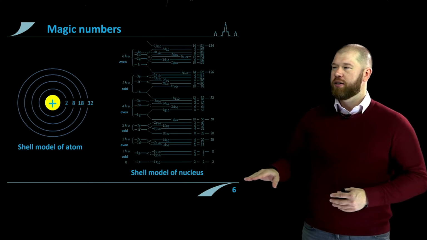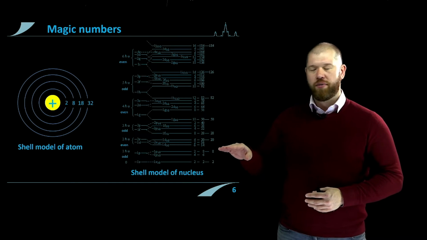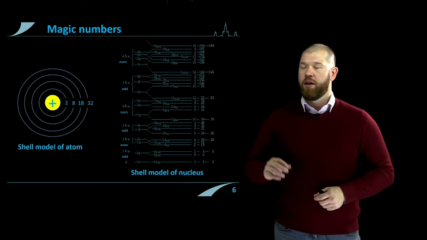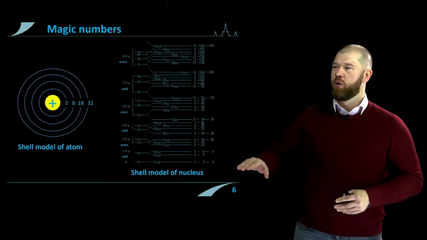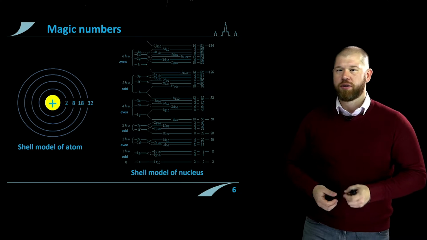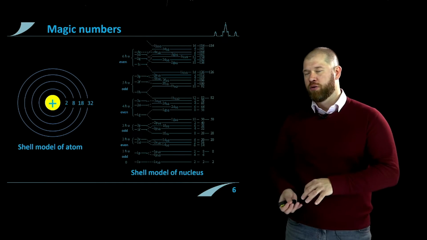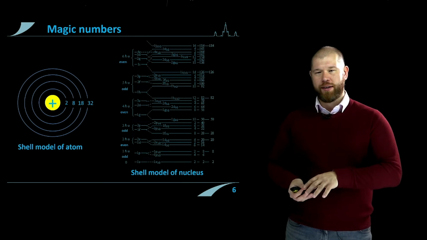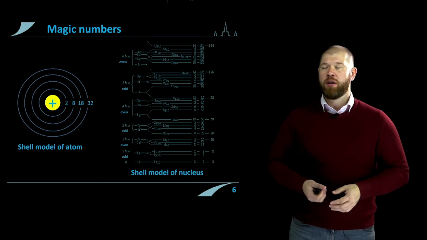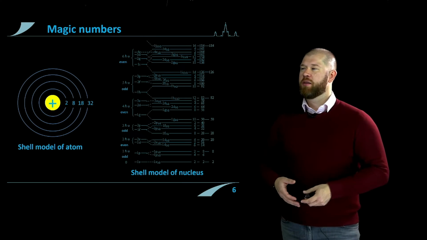And you can see them: 2, 8, 20, 28, and so on. These numbers are called the magic numbers, because nuclei with this number of protons or neutrons or their sum are very stable, and they are non-radioactive and very stable.